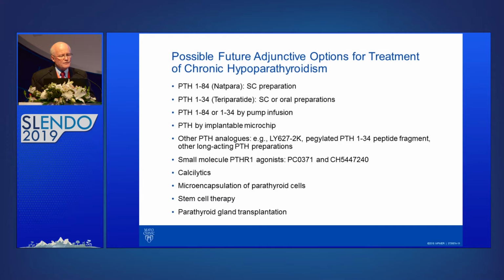Besides PTH 1-84, there's a lot of activity in this field. Pharma, not big pharma necessarily, but pharma is looking at this in terms of various options. And so I've summarized here everything that I know about that has been tried or being thought about. The top 2, Natpara is the brand name, of course, of PTH 1-84, Natpar in Europe and elsewhere. Teriparatide, we still have that. These have been given by pump infusion methods, mostly by Karen Weiner at the NIH, so that's an option.